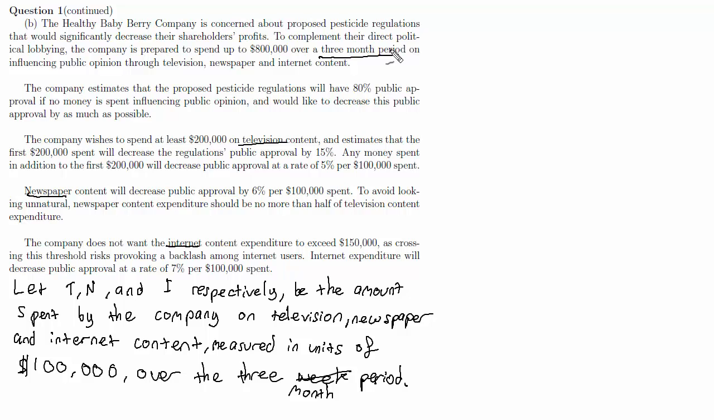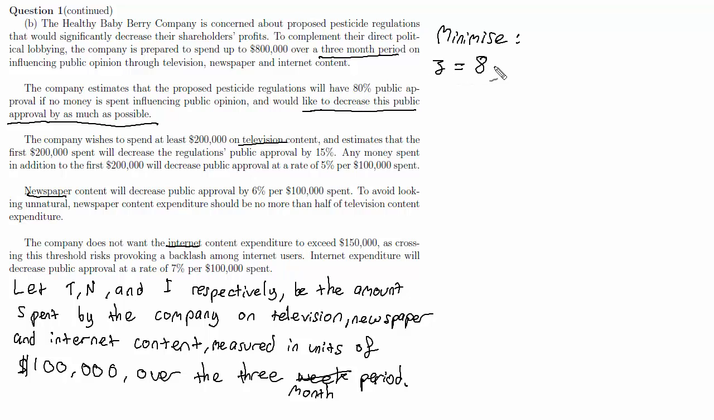Alright, the next thing is to see what it is that we're maximising or minimising. This one's a little bit odd. We're working with public approval, and because we're the evil healthy baby berry company, we're going to minimise public approval for regulations. So you get this here. So we want to decrease public approval by as much as possible. That's the nice vagueness you want when you're figuring out what it is that you're maximising or minimising. So we're going to minimise Z, which will be our percent of public approval.